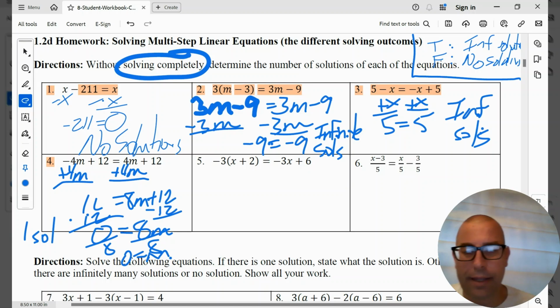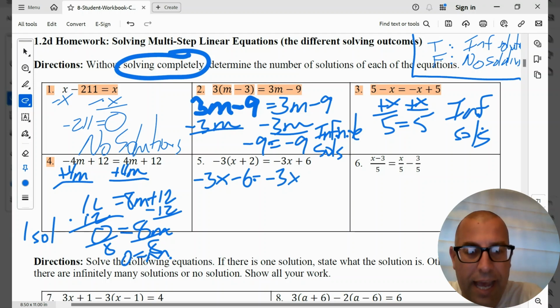Let's go ahead and let's try problem number 5. So I've got a negative 3x. I got to distribute. So it's a minus 6 and then negative 3x plus 6. So in this particular case, again, get all the letters to one side. I'm going to add my 3x over.